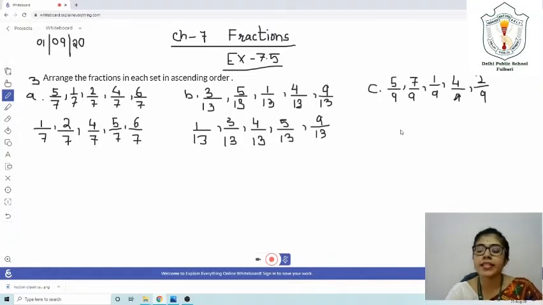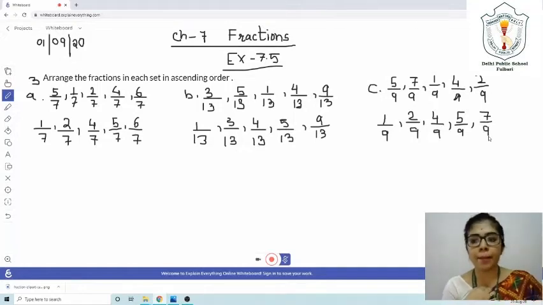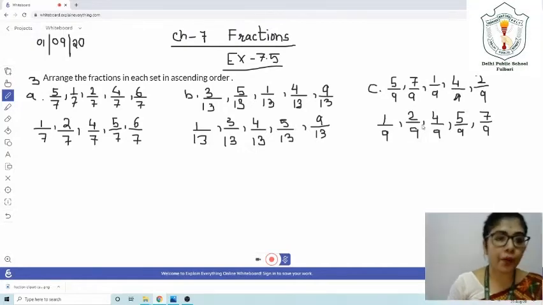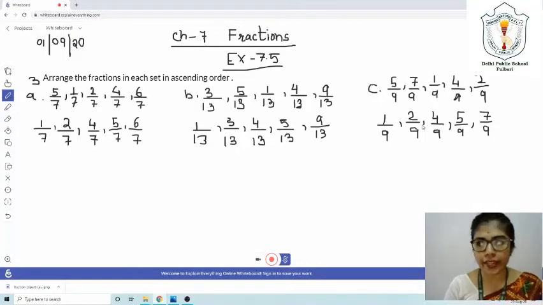We'll start with the smallest number first, that is 1/9. Now we'll see the second smallest, that is 2/9. Next is 4/9, 5/9, and last is 7/9. So A, B, and C we have done. That is question 3. Question 3, A, B, and C, we are done with it.